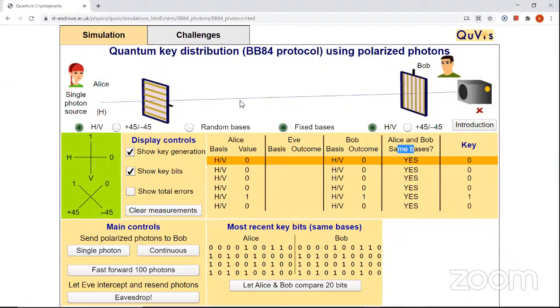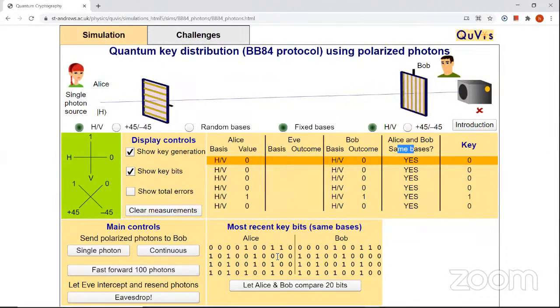I shared that link also on the chat, so you can play with that link yourself after this session. But for the time being, you understand that there are two bases available, and if we keep the bases fixed and the bases are matching, then Alice and Bob will have the key. Whatever Alice wanted to send, Bob will also have the same thing, and they can use it as a key.